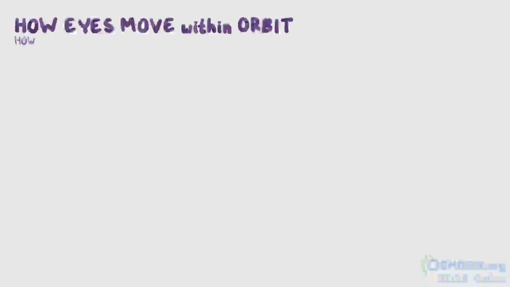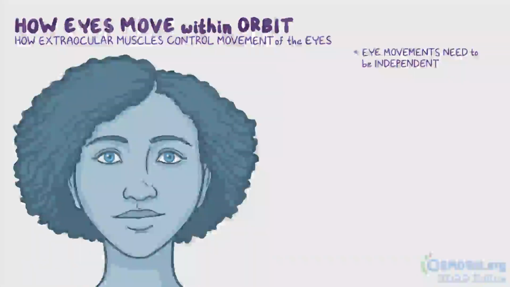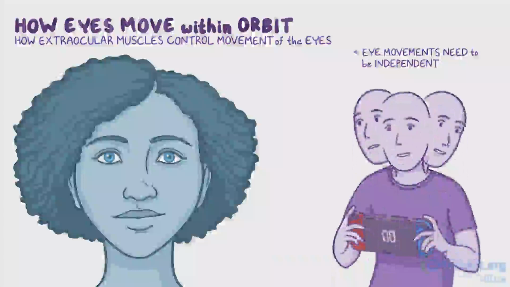Okay, now, before we wrap up, let's look at two final aspects in relation to the orbit: how the eyes move within the orbit and how the extraocular muscles control the movements of our eyes. See, the gaze can't be fixed on the same point all the time. It needs to change constantly, and these eye movements need to be independent from the head. Otherwise, we'd be moving our heads all around while playing a video game. That would look a little weird.